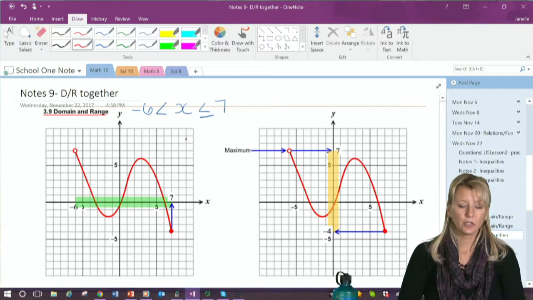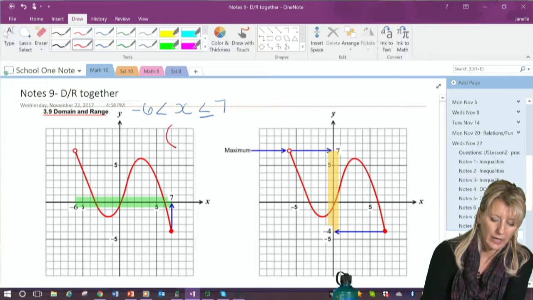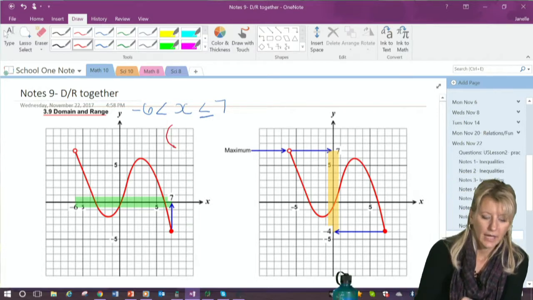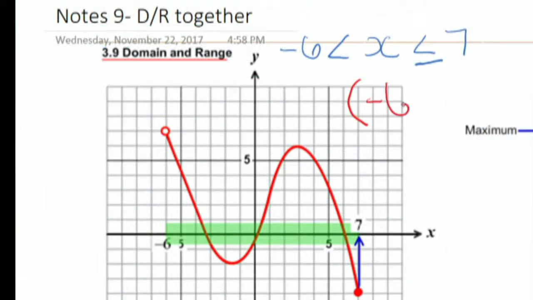So if it doesn't include it, you guys should have a round bracket over here, and you're going to put -6, because that's the end point. The end point on the other side is 7, but it does include it, so you should have a square bracket on it like that. Okay?